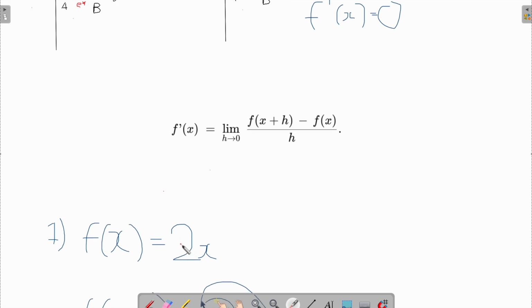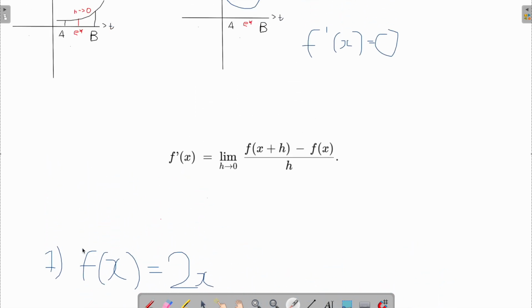So let's go to the first one. We have f of x is equal to 2x. Okay, so we're starting off with this, and the question asks us to find the derivative f dash of x.